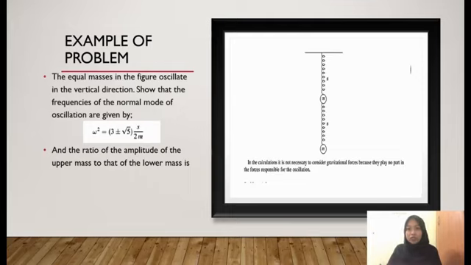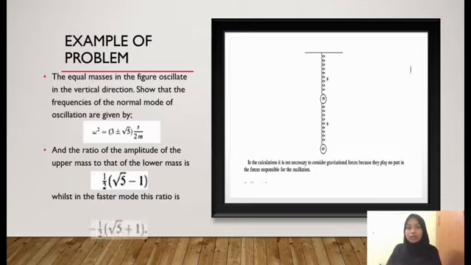And that in this lower mode, the ratio of the amplitude of the upper mass to that of the lower mass is half of (the square root of 5 minus 1), whilst in the faster mode, this ratio is negative half of (the square root of 5 plus 1).